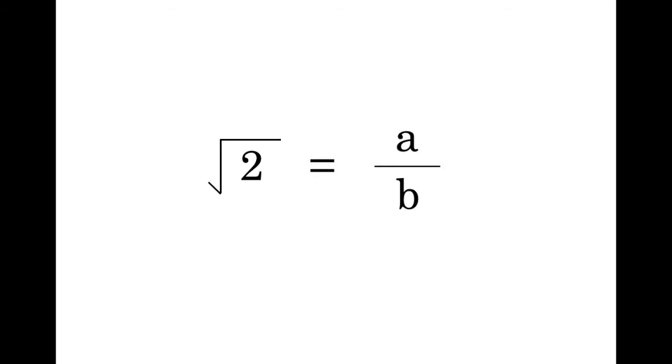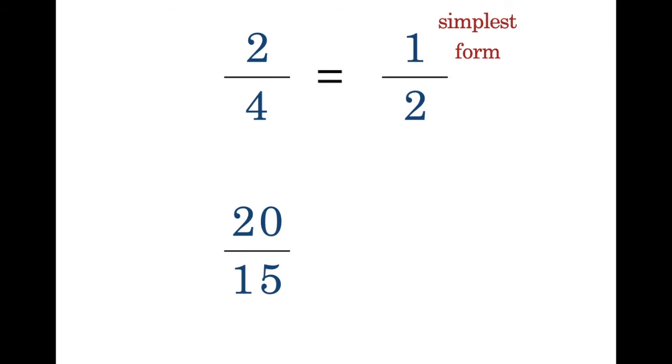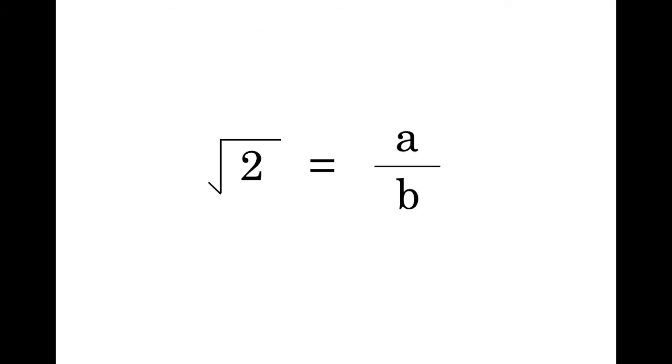Now a quick refresher on fractions. Every fraction has a simplest form. That means we can simplify 2/4 to 1/2, and we can simplify 20/15 to 4/3. Remember this notion because it will be important later on. So let's say a over b is the square root of 2 in its simplest form.